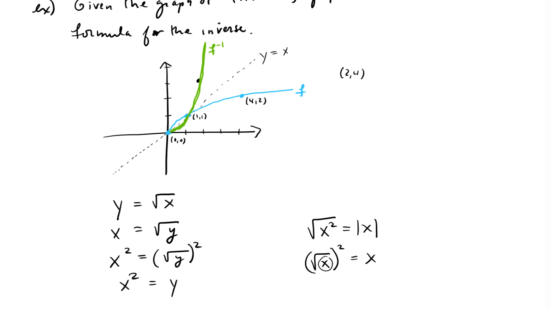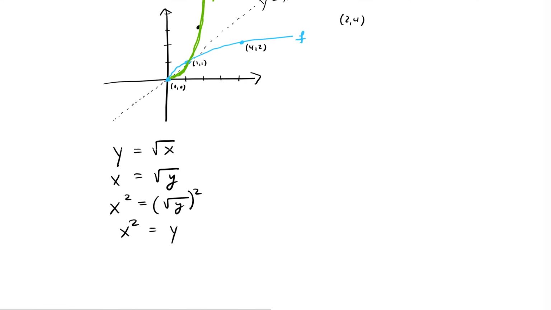Okay, and that gives us, actually let's rewrite it like that. Okay, that's our inverse function. So in other words, we can write f inverse of x is x squared.